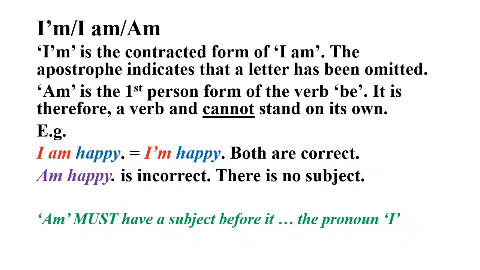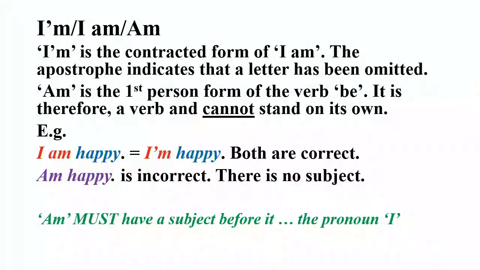For example, you would say, I am happy. If you contract it and you take out the A, you're putting the apostrophe, you're going to say, I'm happy. Those 2 are correct. But you cannot possibly write am happy because am is a verb. And where's the subject? There's no subject. That sentence is incorrect. So you must always use I'm or I am. Never, ever write am when you should be writing I'm or I am. Am must have a subject in front of it, and that subject is the pronoun I.